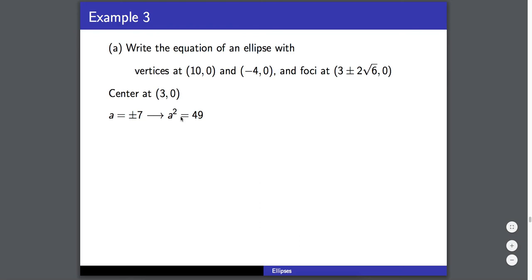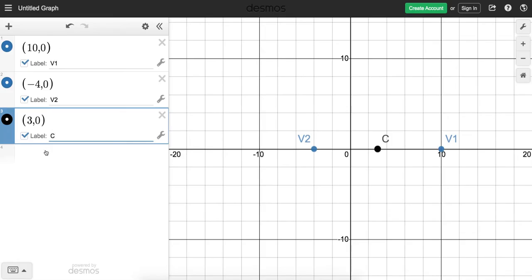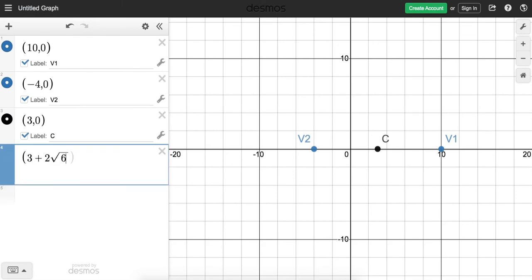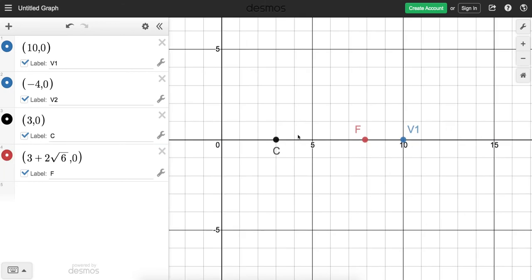Now we need the value of b squared. To get it, we're going to have to use our foci. We have (3 plus or minus 2√6, 0). Let's type in one of those, (3 + 2√6, 0), and label that a focus point F. Let's zoom in for a second. Here's our center at (3, 0), and our focus point is at (3 + 2√6, 0).